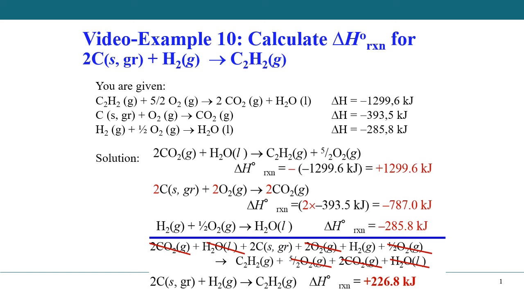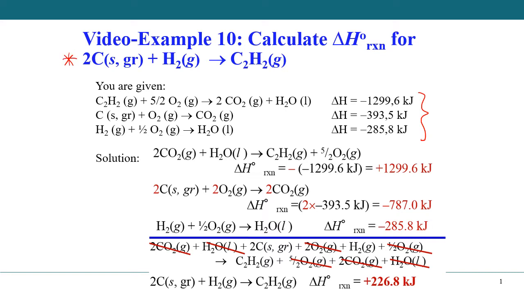Welcome to Chemistry 1B example 10. This is a slightly more complex example where you're given three equations as stated here. So we have to calculate for the reaction. This is our target reaction here.